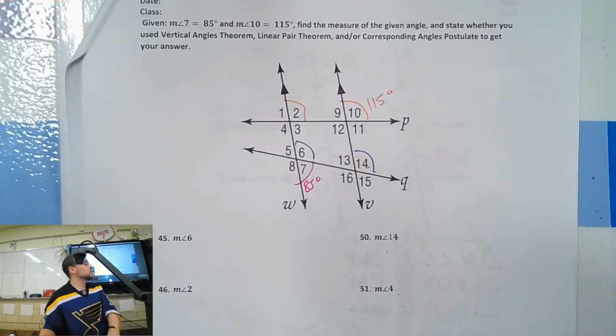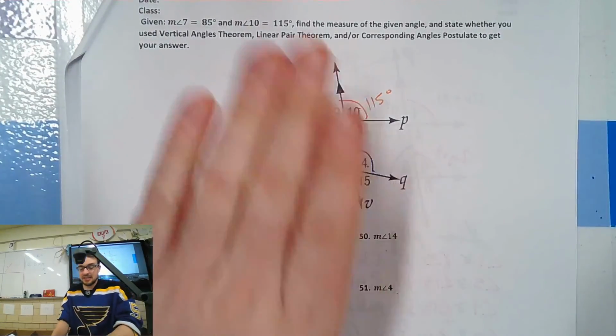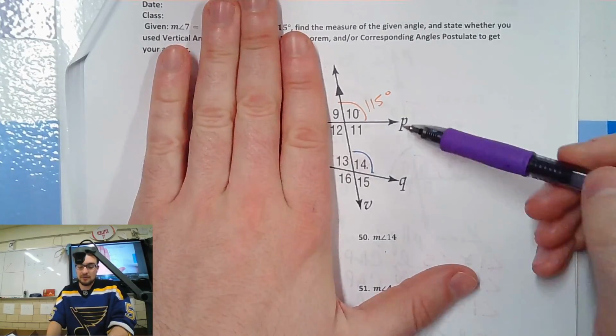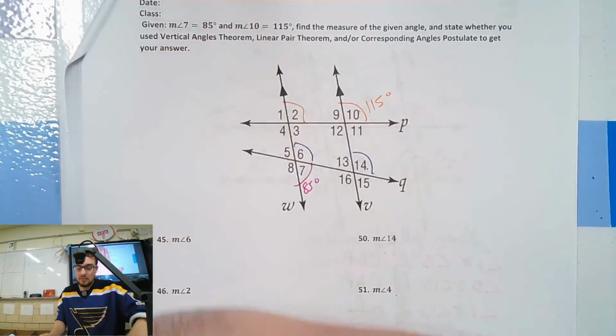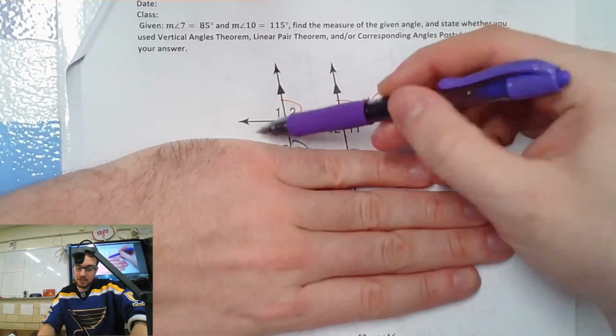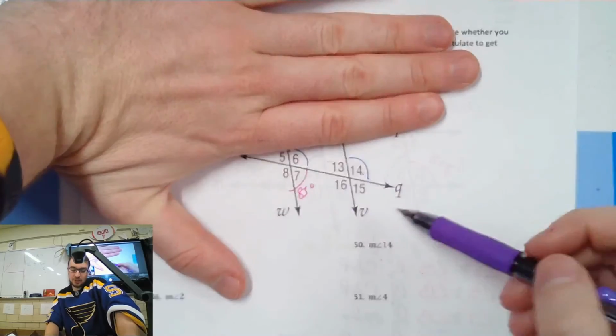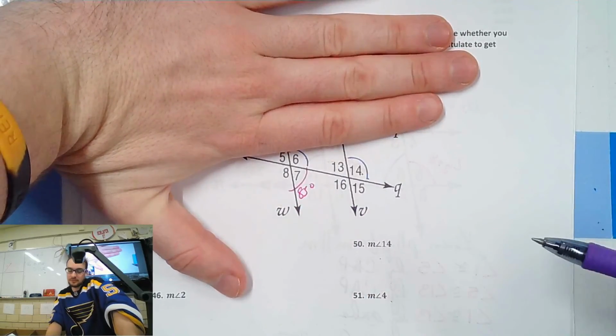Next one. Notice that 10 and 14 won't be congruent because P and Q are not parallel. We don't have two parallels cut by a transversal. But if we look here, we have two parallels cut by a transversal, so 10 and 2 will be the same. Same thing down here. 6 and 14 will be the same because two parallels cut by a transversal.